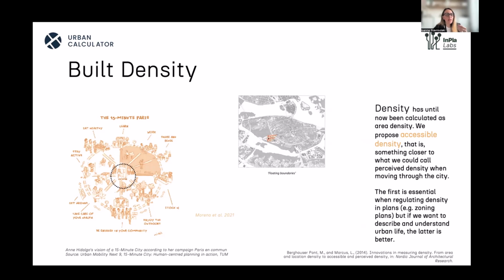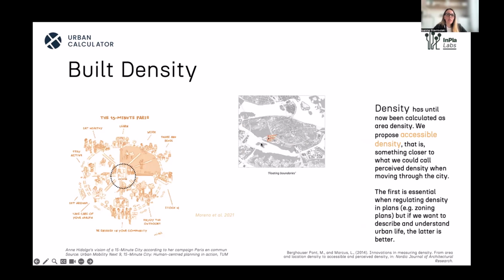on the block level, for each block individually, what we measure is how accessible density is, so from each building or from each street, how much gross floor area, how much coverage do we find if, for example, we walk 500 meters in all directions. So it's a kind of a density in a floating boundary.